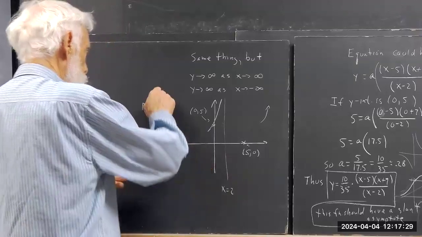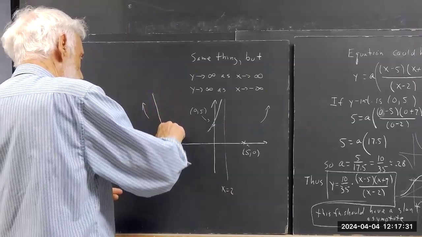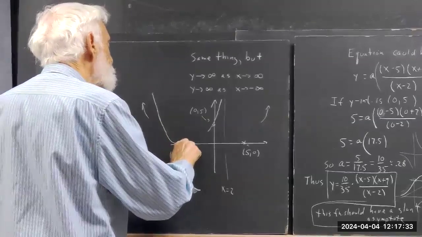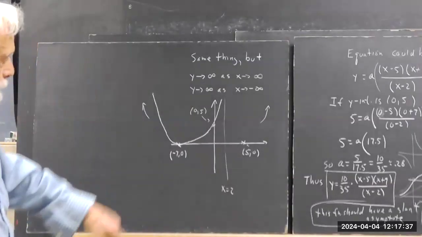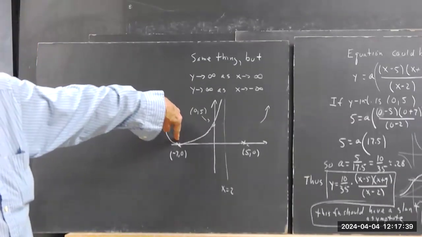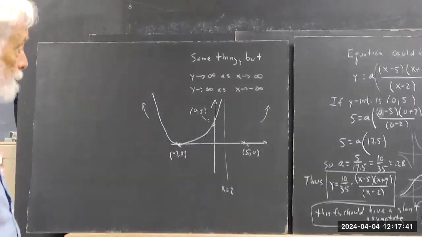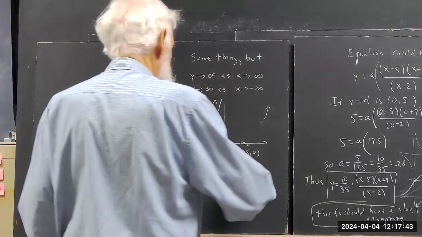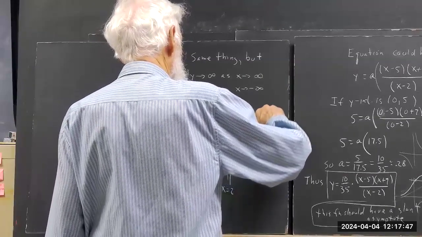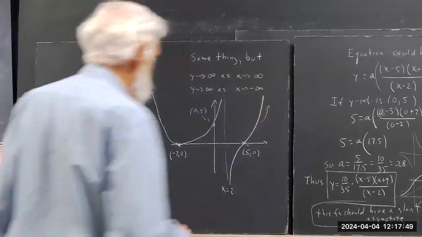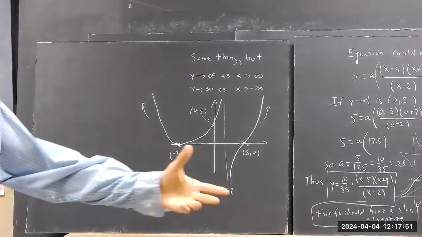Let's see if I can do this a little better. That's a little better. Okay, so we just touch the x-axis here and go around. And then down here, we come on up through here, maybe flatten out here a little bit and then go on. So that would be a reasonable graph.